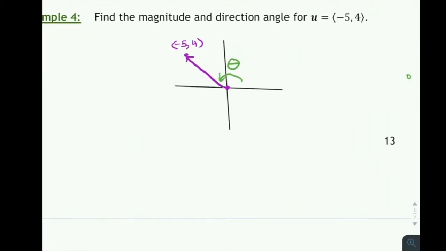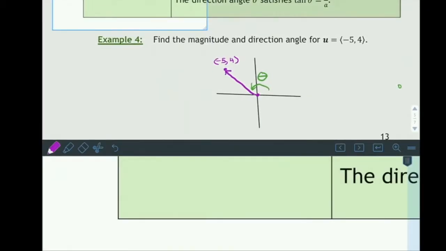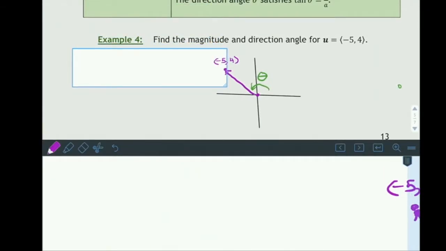All right, so we want the magnitude and direction angle for our vector, -5, 4. I went ahead and drew it in the coordinate plane, so it looks like that. Let's do our magnitude first.